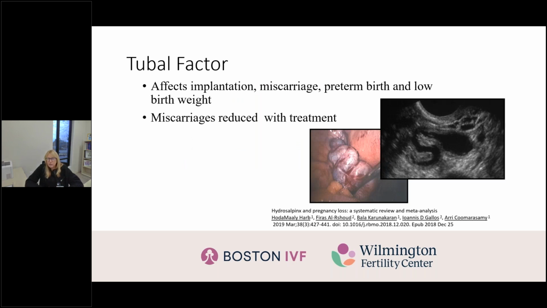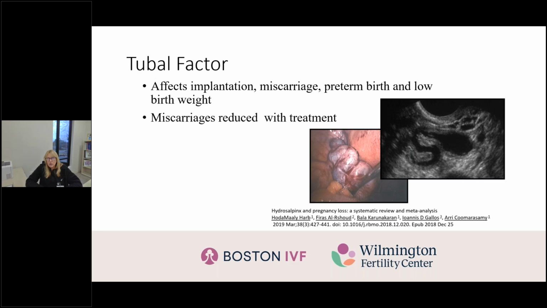There was a systematic review that looked at reduction of miscarriages with treatment. And they didn't define how the patients were treated, whether it was salpingectomy or a tubal occlusion. All treatments were included, showing a benefit to treating the tubes prior to pregnancy. The ASRM really recommends salpingectomy for patients with hydrosalpinges prior to the IVF to increase chance of pregnancy, potentially lower chance of miscarriage.